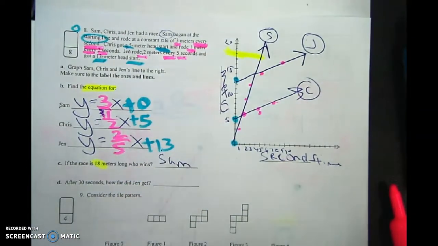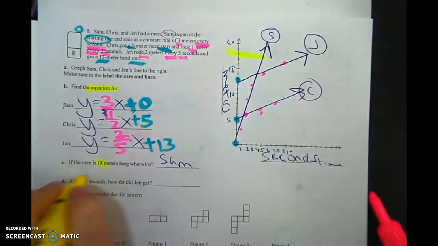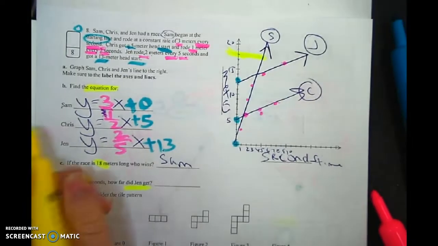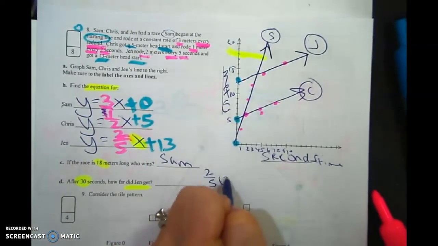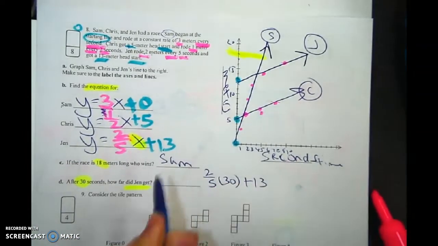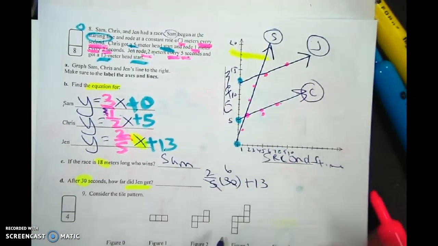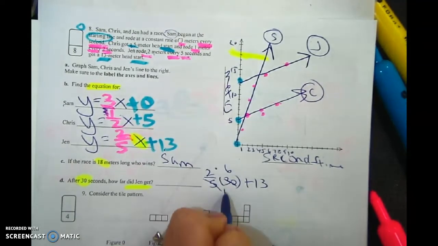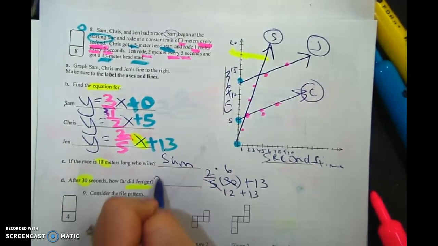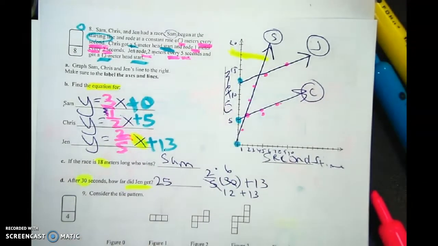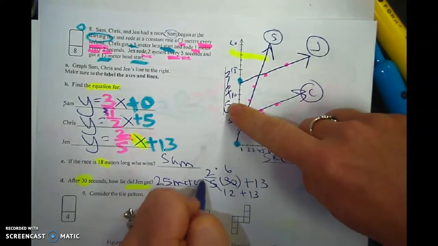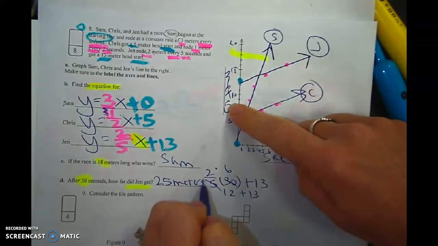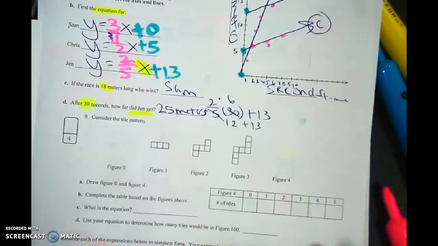After 30 seconds, how far did Jen get? So they want you to take the 30 for Jen and plug it in. So I'm going to go like that. 2/5 times 30 plus 13. 5 goes into 30 6 times. 2 times 6 is 12. Plus 13 is 25. If I just put 25, then I'm not good to go. 25 meters. Sorry, my handwriting. Amazing. Okay? All right.